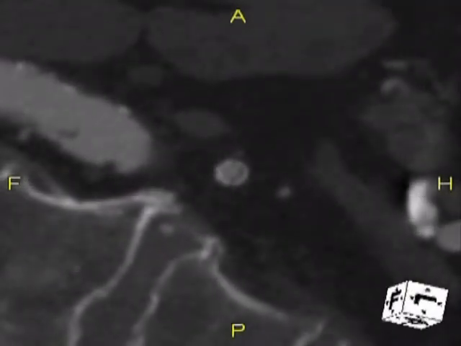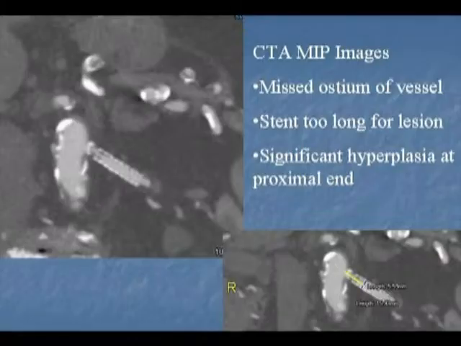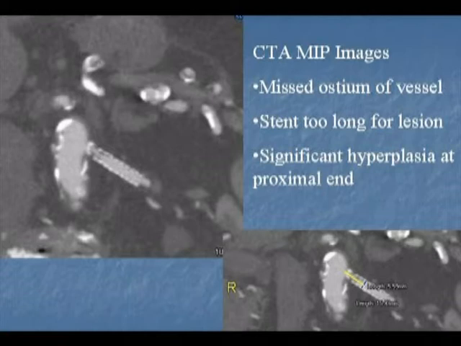And on this view, you can see the cross-axial images that flow through the stent, and you can see the hyperplasia that's developed on the proximal end. So when you look at the MIP images on the CTA, you can see that the ostium has been missed, the stent is too long for this lesion, and there's a development of significant hyperplasia primarily at the proximal end. There is some disease as well on the distal end of the stent. One thing that's beneficial to CTA is you can get measurements, and you can see the size is at least 15 millimeters required to stent on that proximal end.